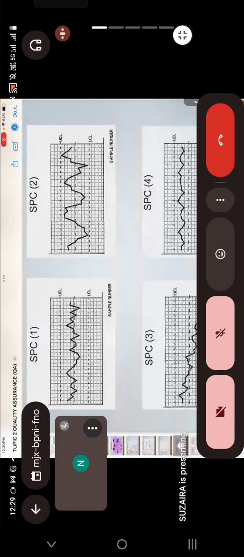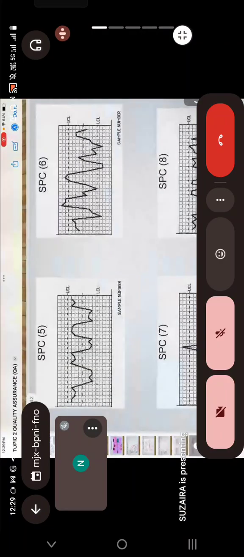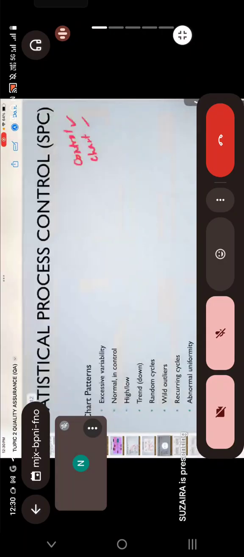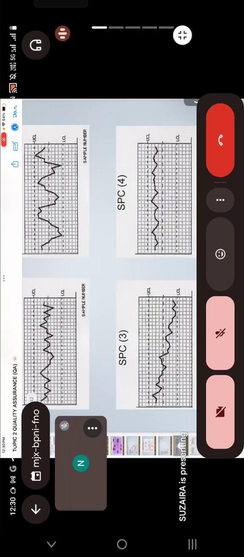We have 8 types of control chart. This is more towards trend, and these are the common ones: excessive variables, normal, high, trend, random cycle, outliers, recurring cycles, and abnormal uniformity. So for example, this one is more suited to the one that will be here.